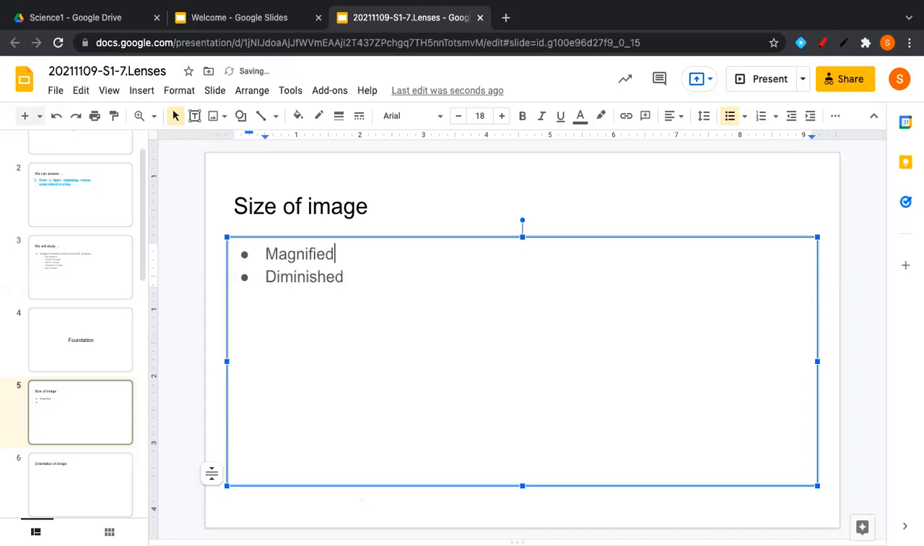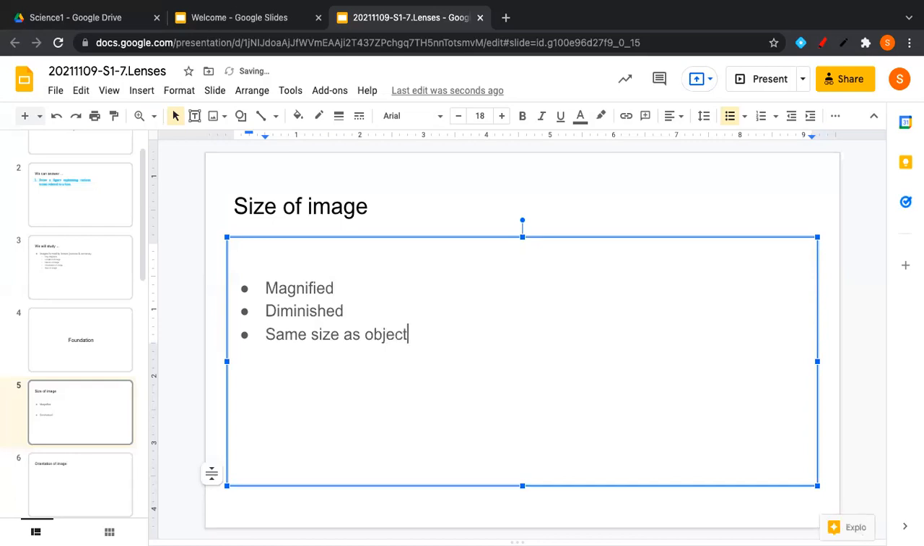Now, understand how magnified does not mean large and diminished does not mean small. Magnified means bigger than object. Magnified does not mean big. Magnified means bigger than the object itself. Similarly, diminished does not mean small. Diminished means smaller than the object. And that is why we need to use these terms, magnified, diminished. But if this is the case, then we need to know another thing. It will be same size.